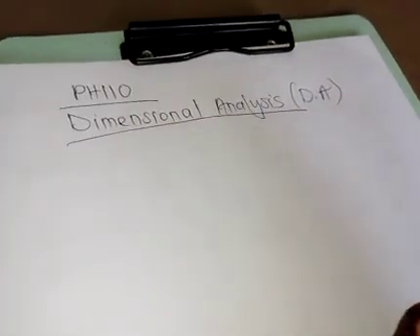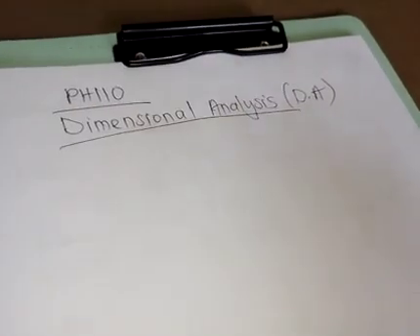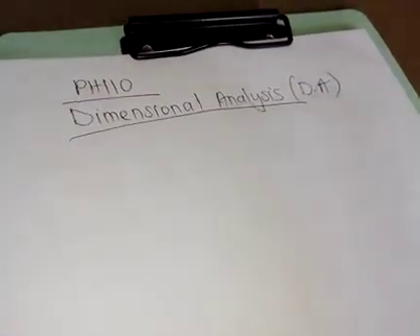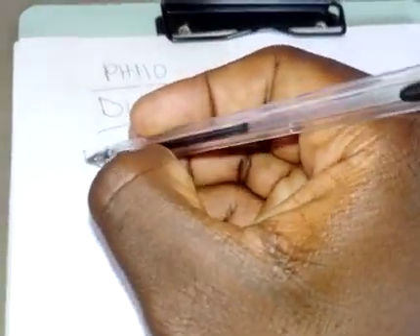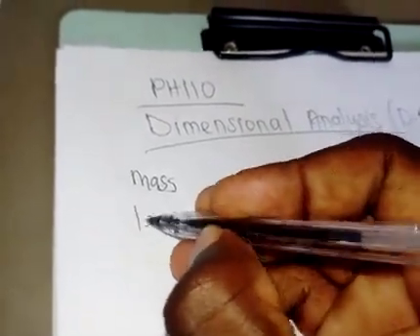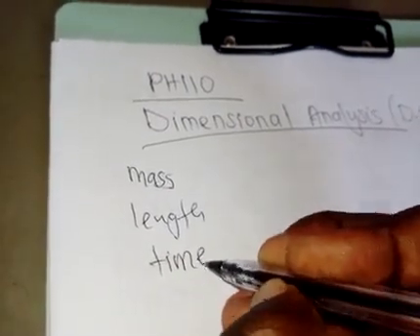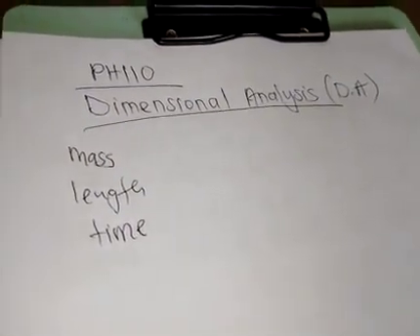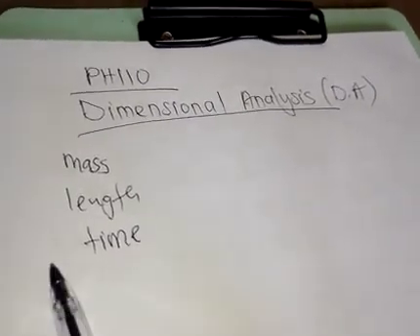Now, the physical quantities that we will concentrate on under dimensional analysis are the basic or fundamental physical quantities, and in particular we'll be talking about mass, length, and time. These three fundamental physical quantities are the ones we'll be concentrating on. So now we should know the dimensions of mass, length, and time.